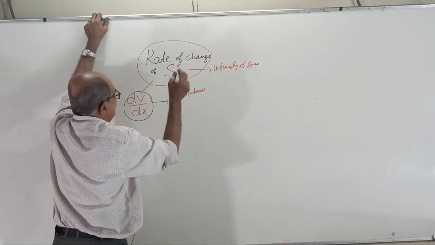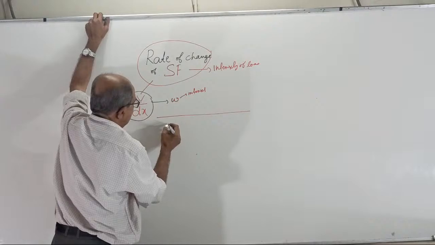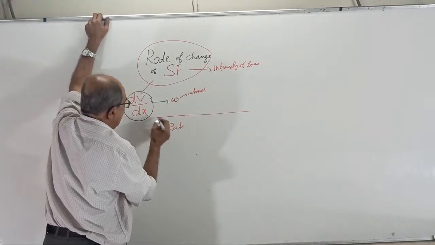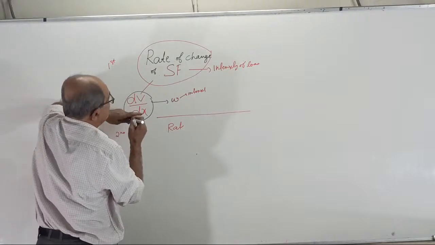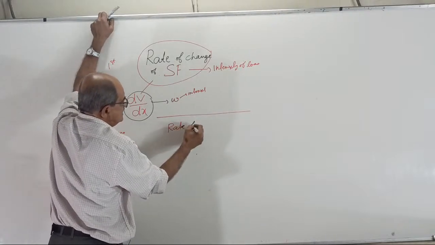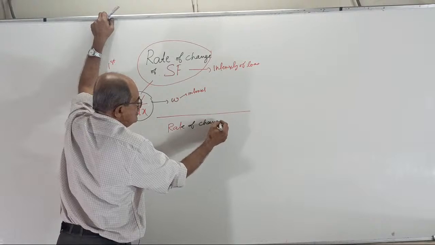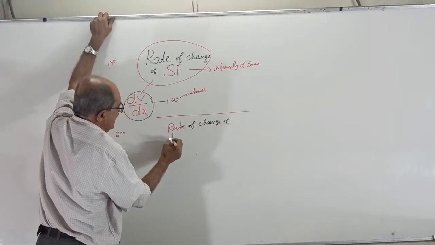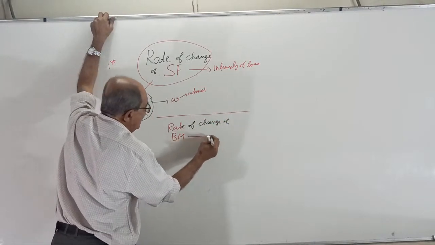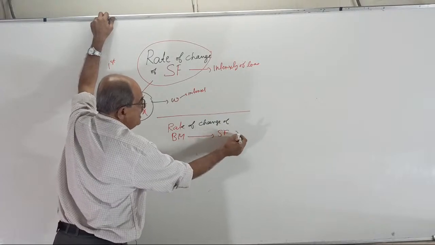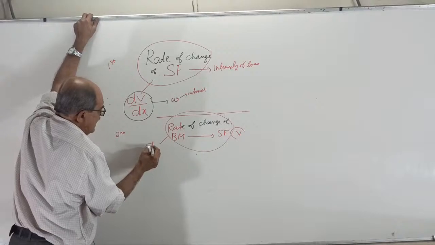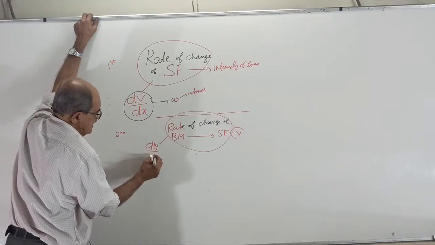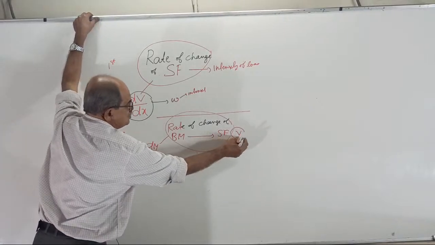So rate of change in mathematics means differentiation. dV by dx, and you know that dV by dx is w, that is intensity. And the second point: rate of change of bending moment is shear force, V. Rate of change of bending moment means dM by dx. dM by dx equals shear force V.